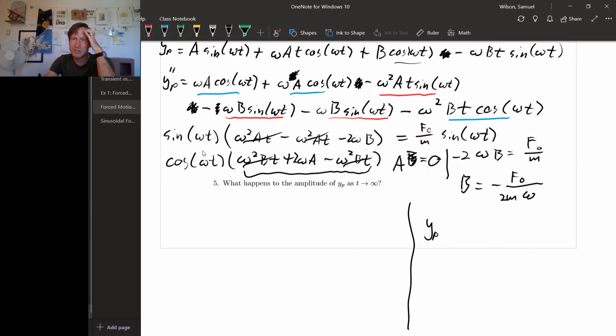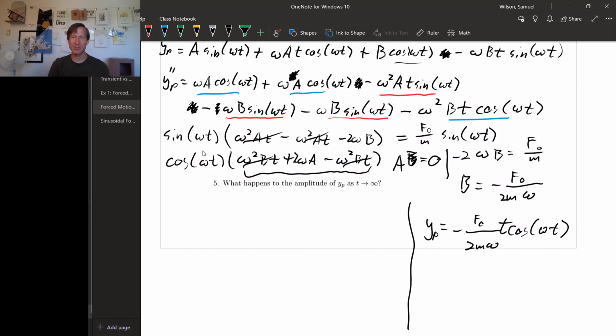Okay, so that means, let me borrow some space from number 5 here. The particular solution that we found was minus f sub 0 over 2m omega times t cosine omega t. Okay, we did it. I think that that's right. If I made any algebra mistakes, please forgive me.